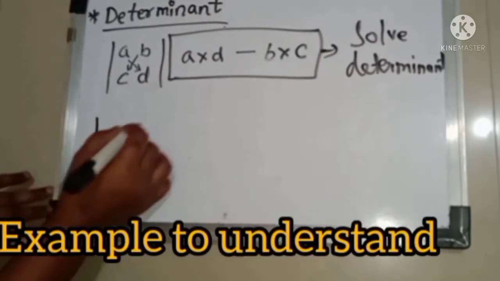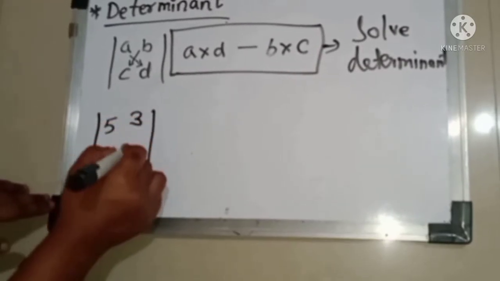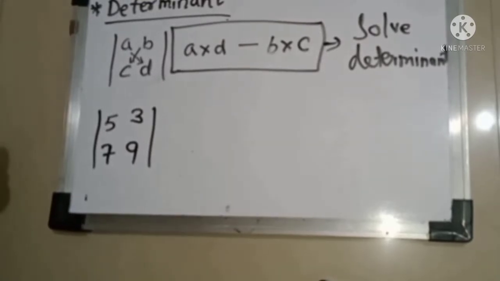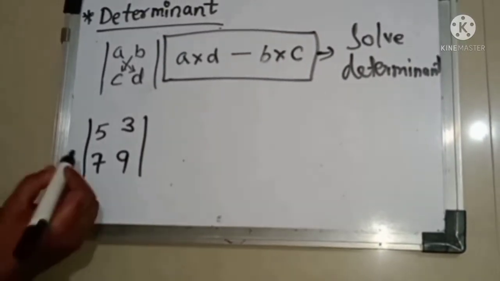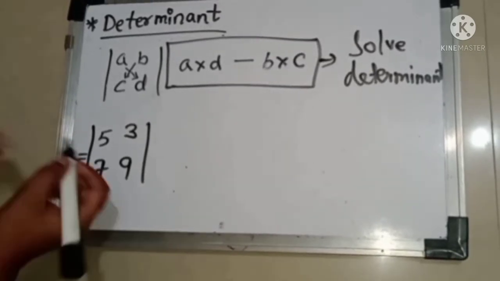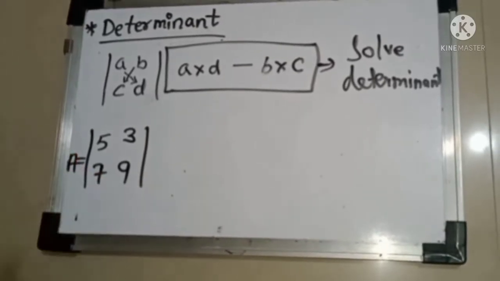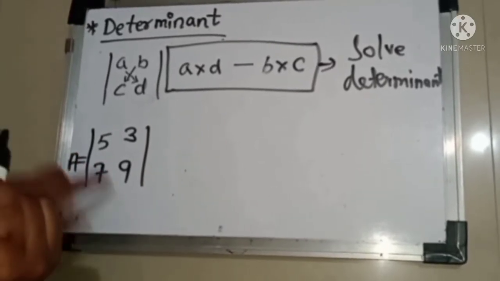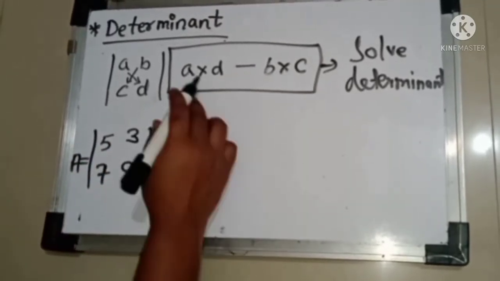Let's do one example. You will get clear on it. That is 5, 7, 3, 9. I randomly took these numbers. According to our rule, one more thing I have to tell you. Determinants are represented by some letter, and it should be a capital. So now I am taking A. A is equal to the determinant of 5, 3, 7, 9. Okay, so let's solve it according to this rule.